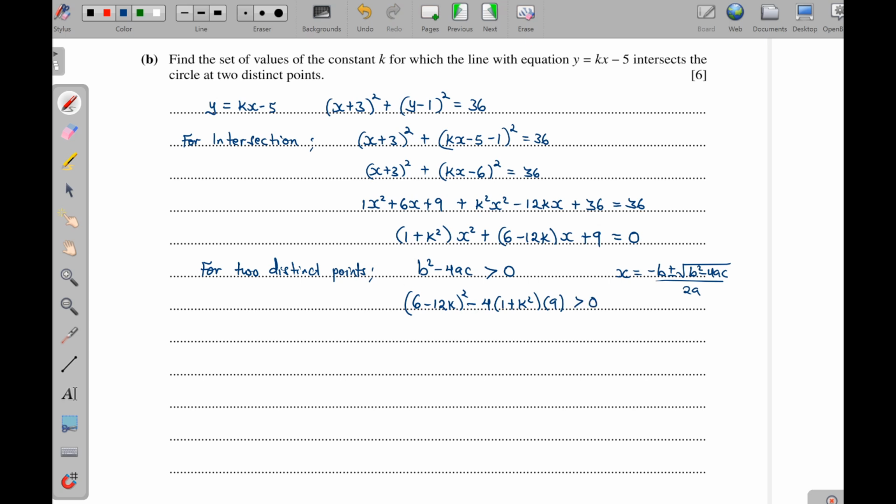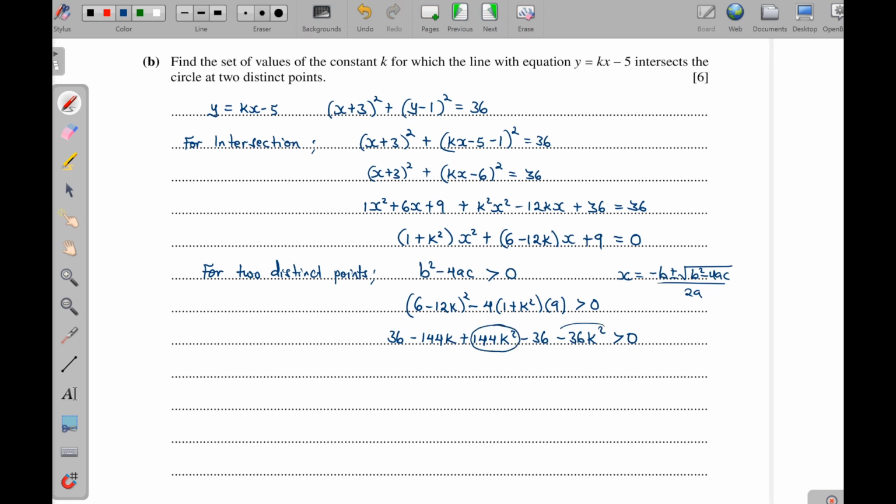So when we open the brackets, square here, you will get 36. Then 2 times 6, that is 12, times negative 12k, that will be minus 144k. Square this one here, it will be 144k squared. Then this is 36 times 1. We shall get this minus 36 here. And then again minus 36 times the k squared. We shall have minus 36 k squared greater than 0.